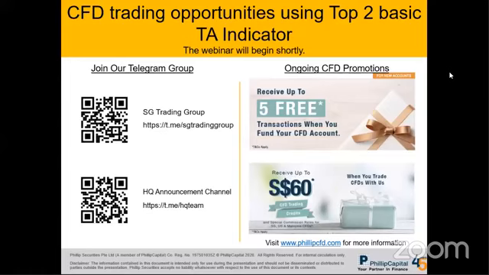So what we'll be covering today is quite similar to our previous topic. We talked about technical analysis previously, about MACD and RSI. Today we'll be covering the same thing, but because we looked at your feedback after the webinar, and some of you mentioned how we could improve, this webinar is an improved version based on all your feedback. Today we'll be covering CFD trading opportunities using the top two basic TA indicators.